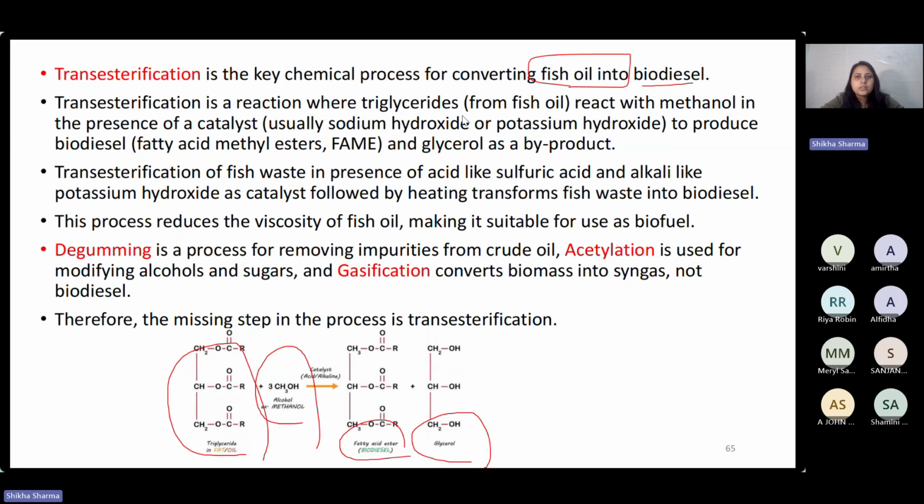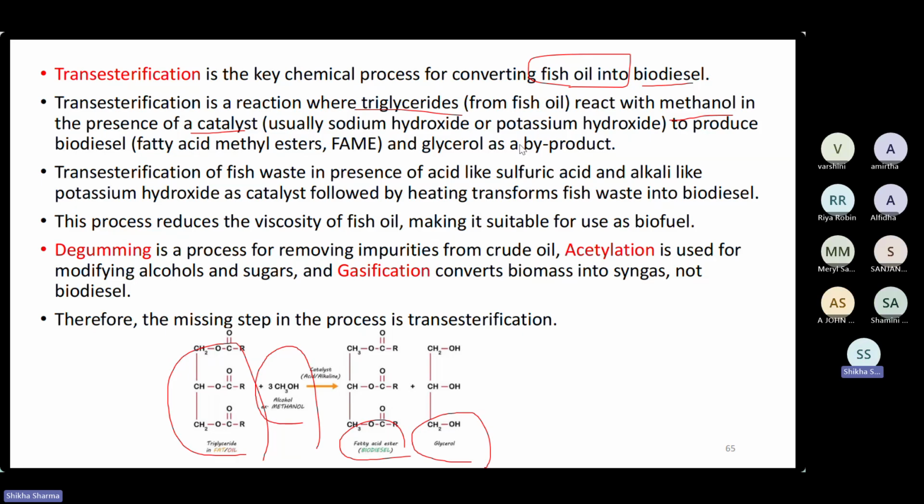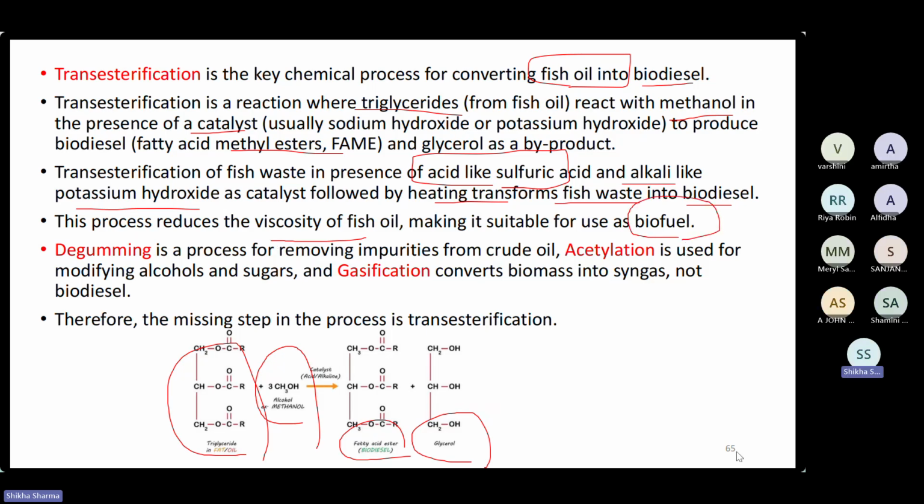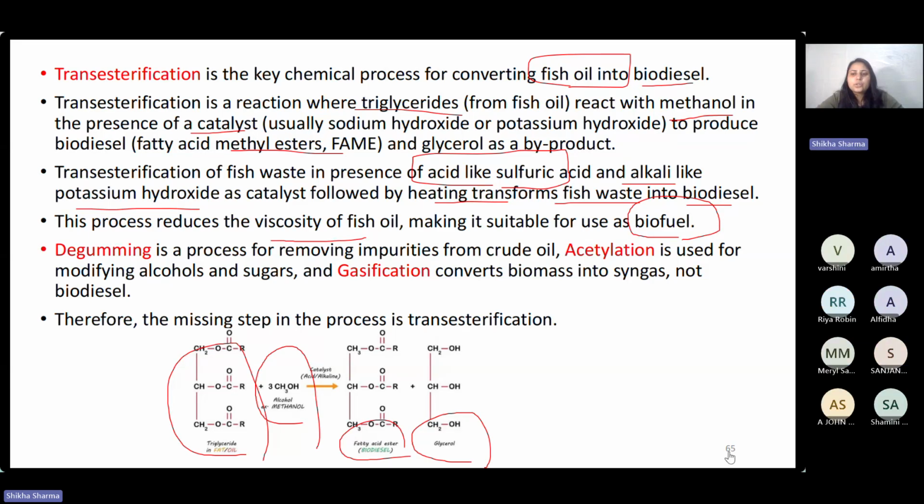Trans-esterification is a reaction where triglycerides from the fish oil react with methanol in the presence of a catalyst like sodium hydroxide or potassium hydroxide, so that biodiesel, the fatty acid methyl esters, and glycerol can be produced. Trans-esterification of fish waste is done in the presence of an acid like sulfuric acid or alkalis like potassium hydroxide as a catalyst. Then we heat it, and the fish waste is transformed into biodiesel. The process reduces the viscosity of the fish oil so that it is suitable for application as biofuel.